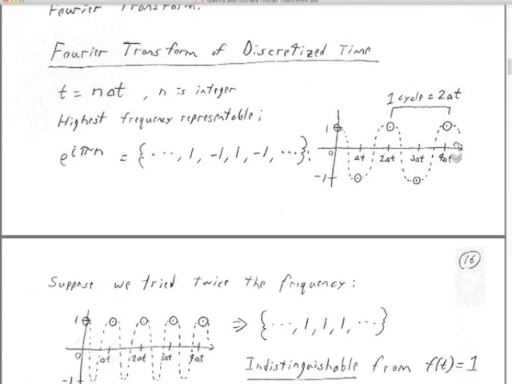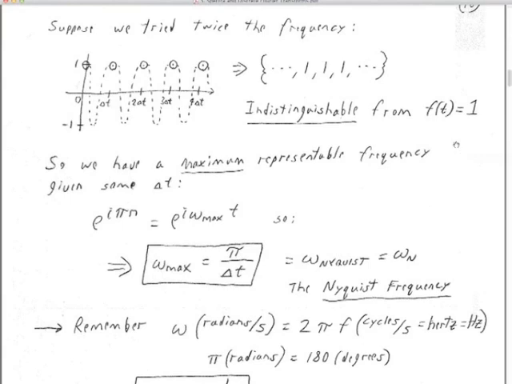If we tried to sample at twice the frequency, what will we end up with? We're going to have 1 delta t from peak to peak. So the first sample is 1, the second sample is 1, the third sample is 1. It's always 1. Here it is as a time series: 1, 1, 1, 1, 1. It's constant. We know there's a sinusoid in here, but when our sampling frequency was the same as the sinusoidal frequency, what we have is indistinguishable from a constant, f of t equals 1.